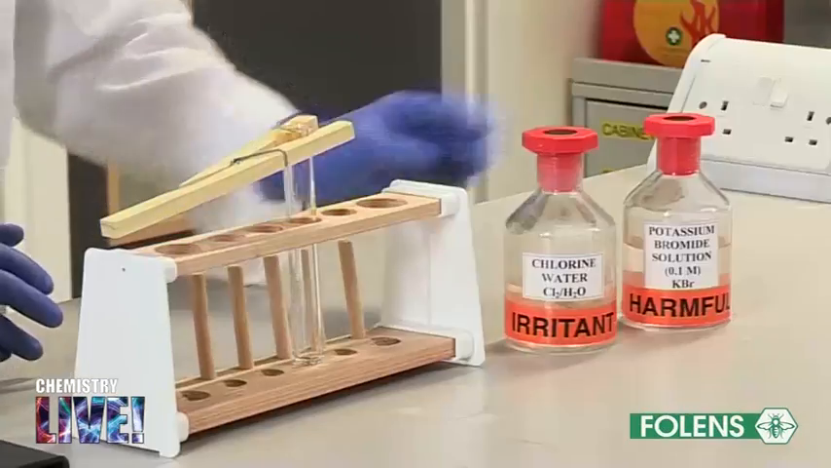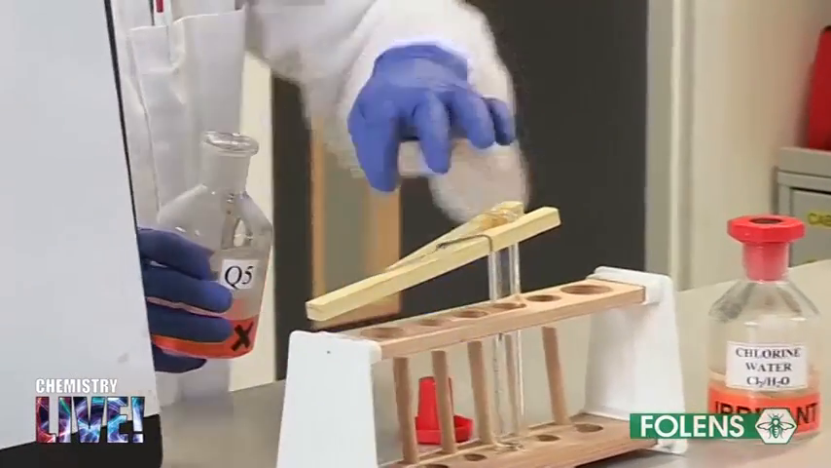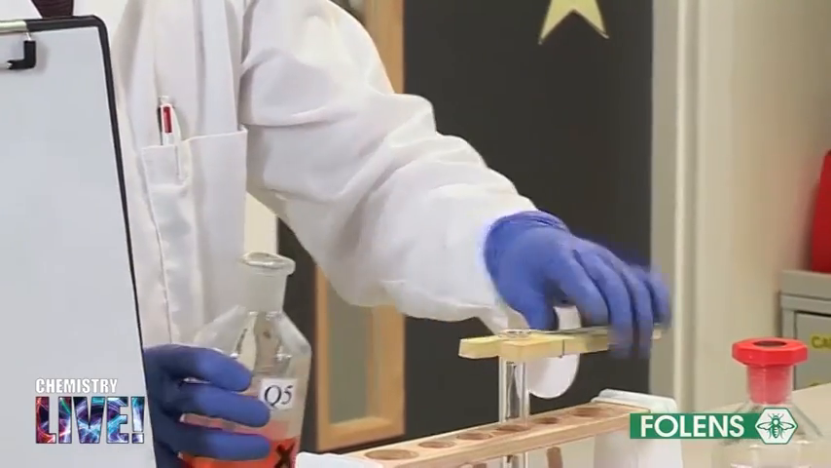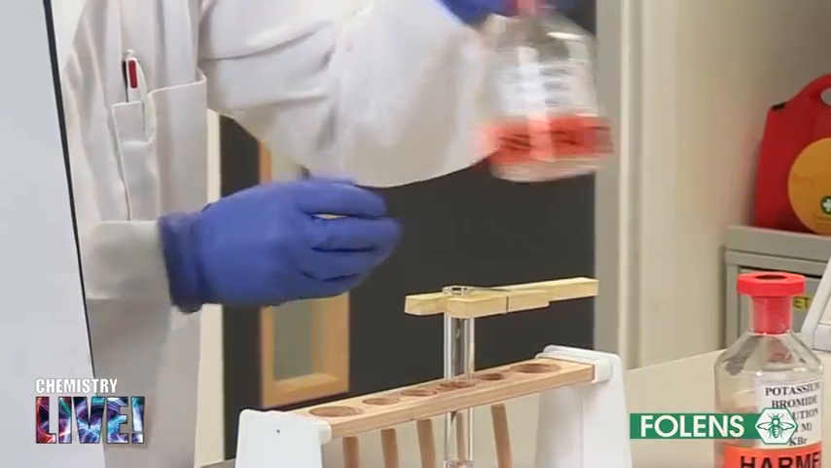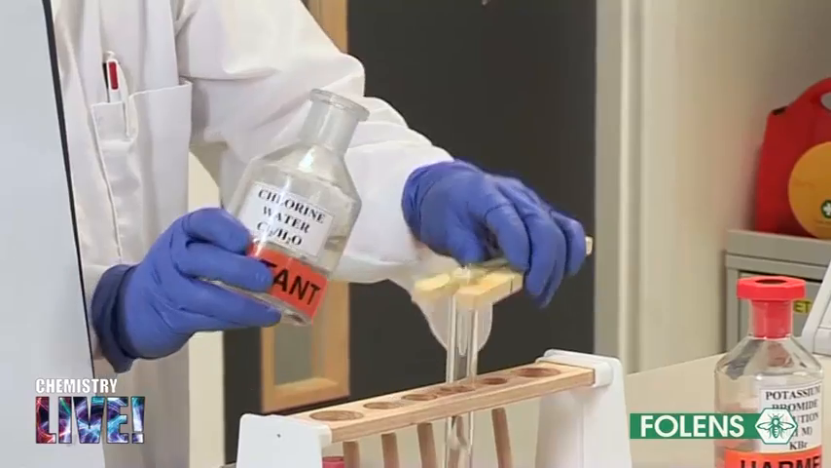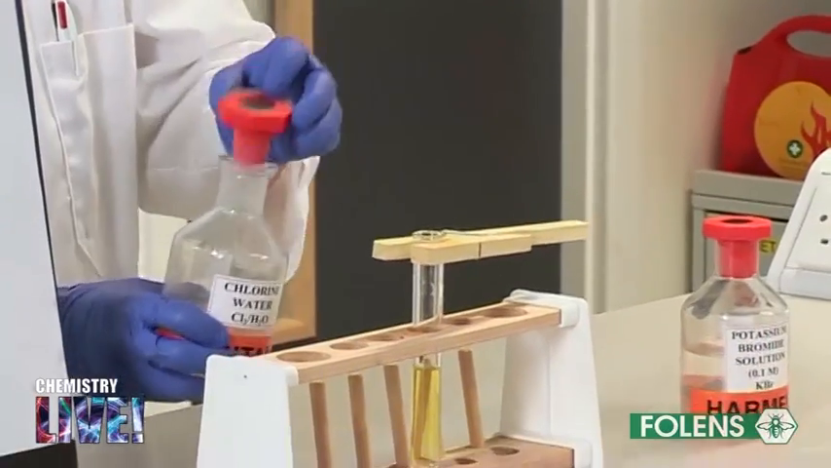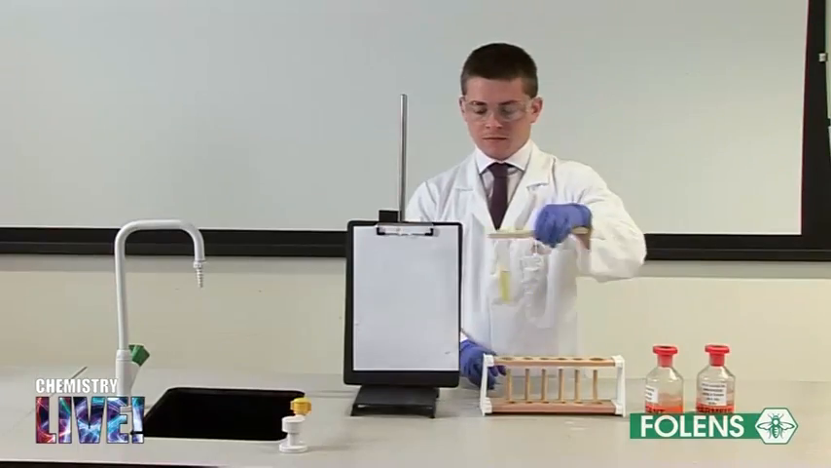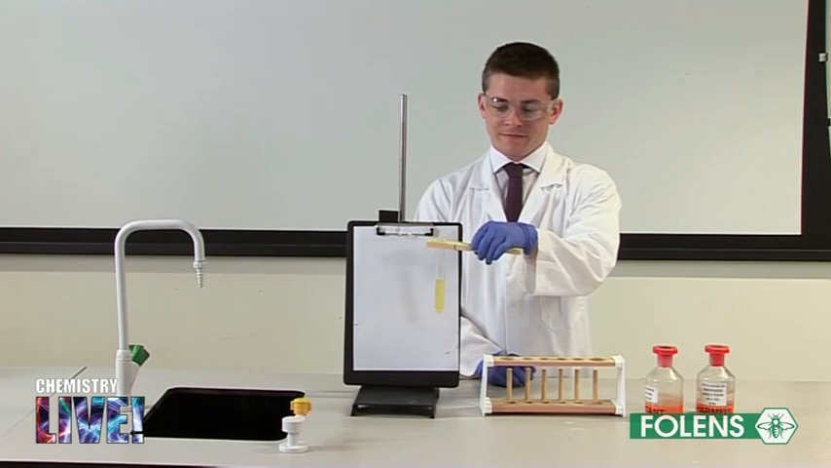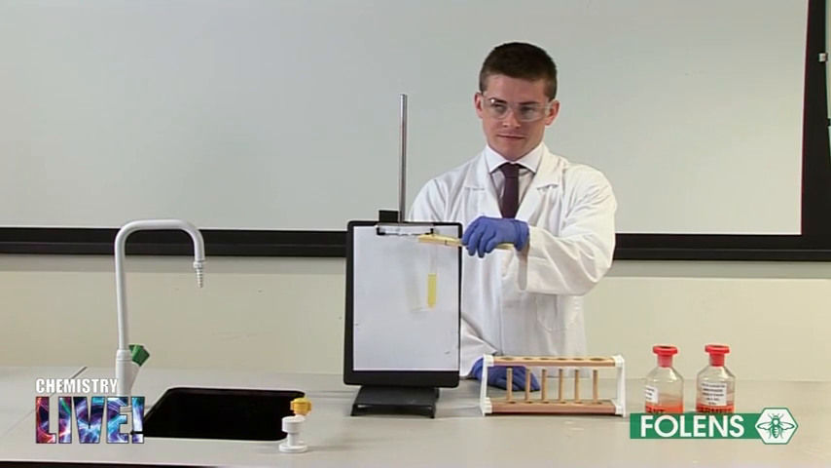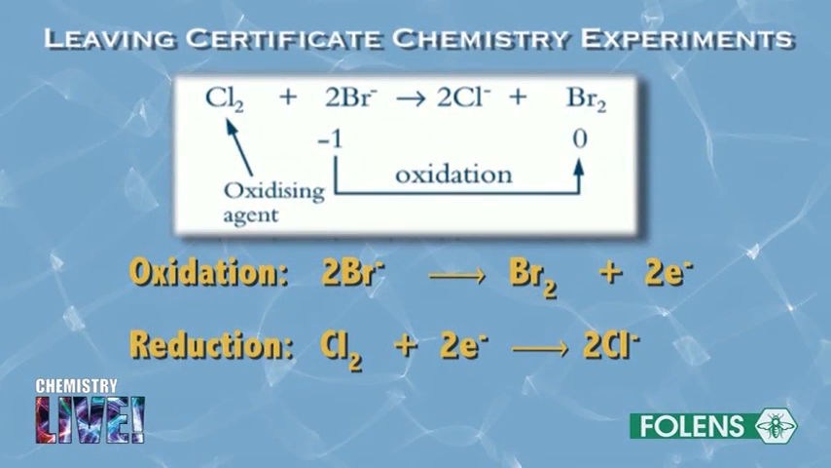Add about 1/5 of a test tube of chlorine water to the same quantity of potassium bromide solution. Note that the colourless solution of potassium bromide turns orange. This is because we are forming bromine, Br2. The chlorine is oxidizing the bromide ion, Br-, to the element bromine, Br2, according to the equation shown on the screen. The half reactions for this reaction are also shown on the screen.